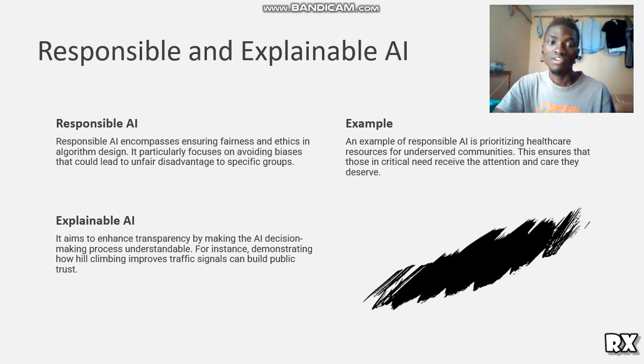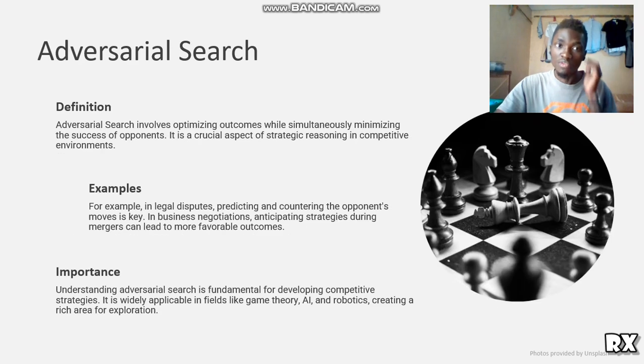So explainable AI mainly deals with transparency, or how we can explain the AI to human beings so that they gain our trust. For example, how we can describe how hill climbing can improve traffic signals, therefore building public trust and acceptance. Then we move on to adversarial search.